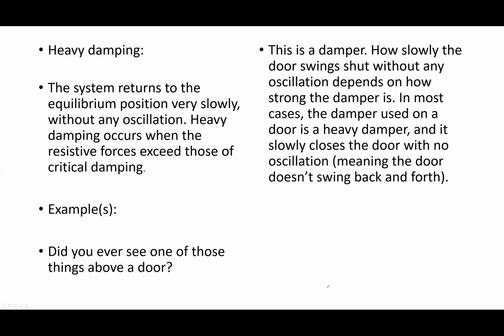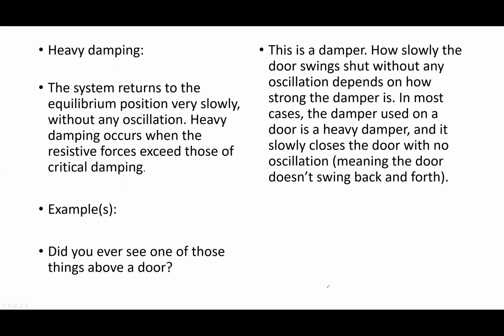Do you ever see one of those things above a door? Sometimes there is a damper over a door. How slowly the door swings shut without any oscillation depends on how strong the damper is. In most cases, the damper used on a door is a heavy damper and it slowly closes the door with no oscillation, meaning the door does not swing back and forth. If it slowly returns to its equilibrium position, it is heavy damping. But sometimes the door oscillates. That is light damping.